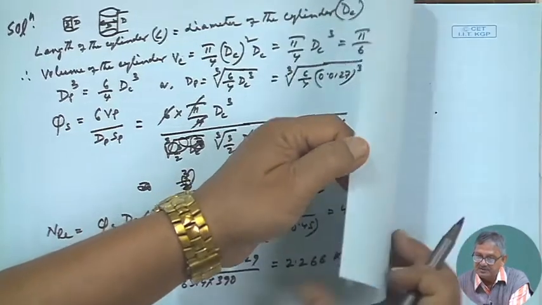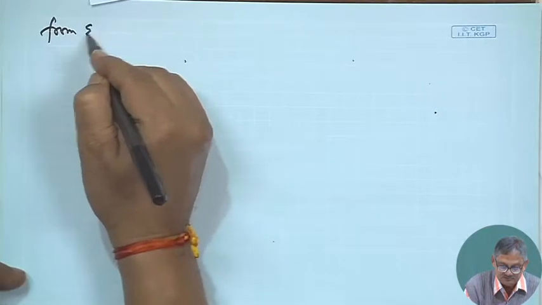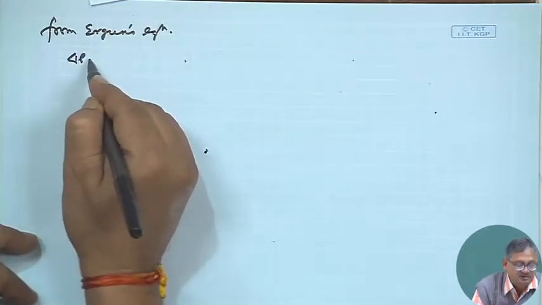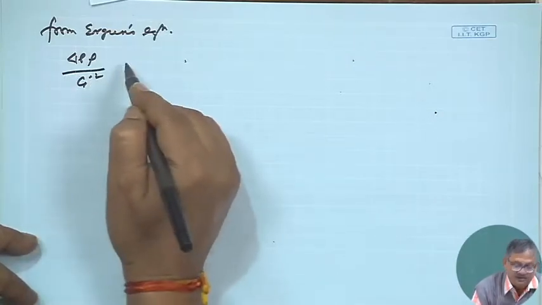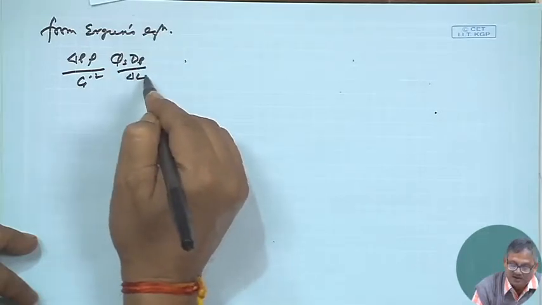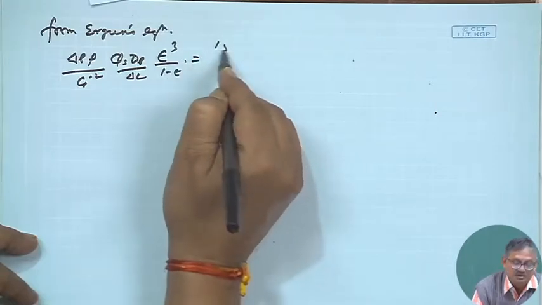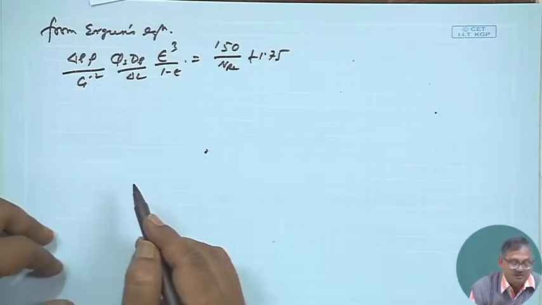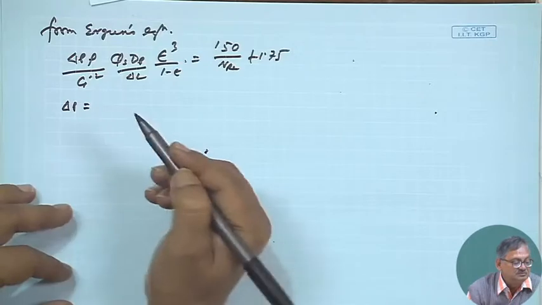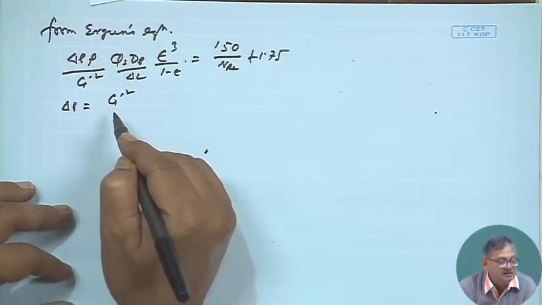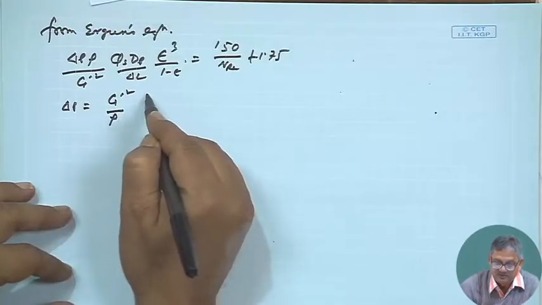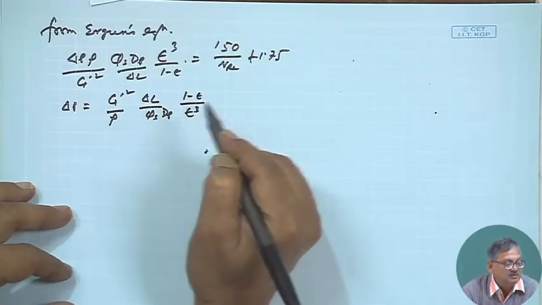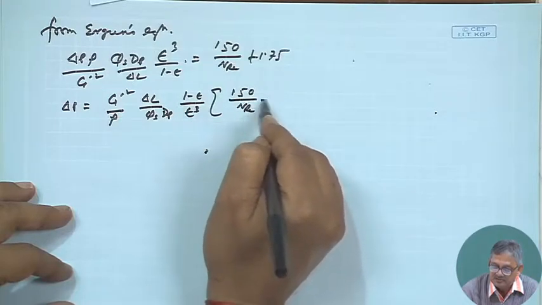Now from Ergun's equation, we have delta P rho by G prime square, phi s dP by delta L, epsilon cube by 1 minus epsilon, equals 150 by NRE plus 1.75. So from this we can write that delta P is equal to G prime square by rho, into delta L by phi s dP, into 1 minus epsilon by epsilon cube, into 150 by NRE plus 1.75.